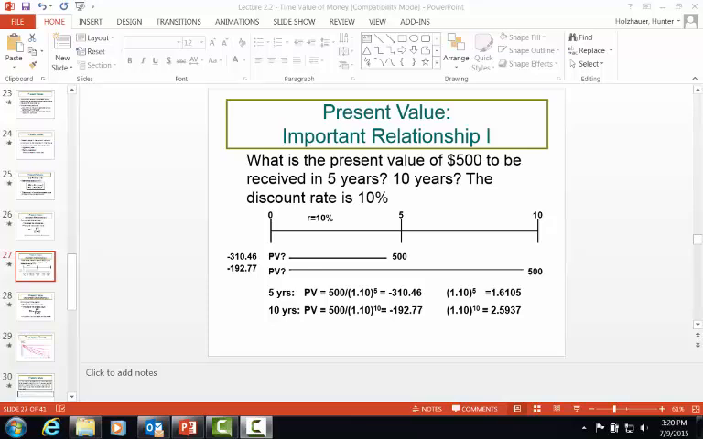$310.46. If it's going to be the exact same thing over 10 years, then now we are looking at a present value of $192.77. So obviously I don't want to wait an extra 5 years, so its value to me is less. Notice that there was no real money up front, so we're just getting $500 in 5 years or $500 in 10 years. Well, obviously I'm going to take it in 5 years, just like anyone in my class would do the same thing as well.